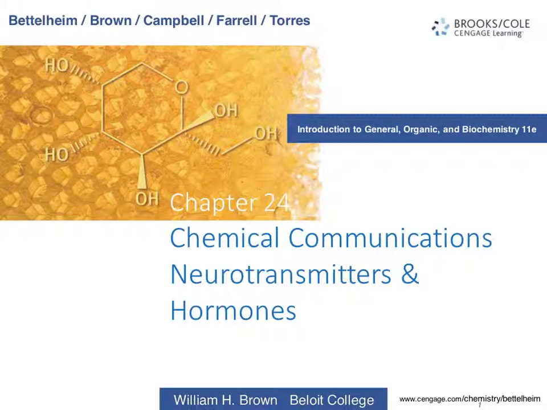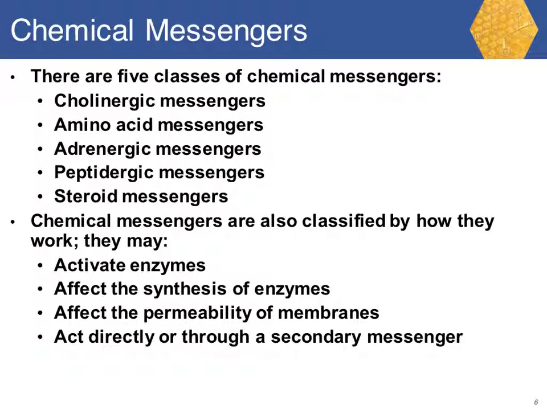Okay, so I'm going to resume my lecture on chapter 24. I'm going to start by going over a couple of the chemical messengers that we spoke about last class and then pick up where we left off. If you recall, we spoke about cholinergic messengers, and this is predominantly acetylcholine, but it can also be any drug or a series of drugs that inhibit, enhance, or mimic the action of acetylcholine.